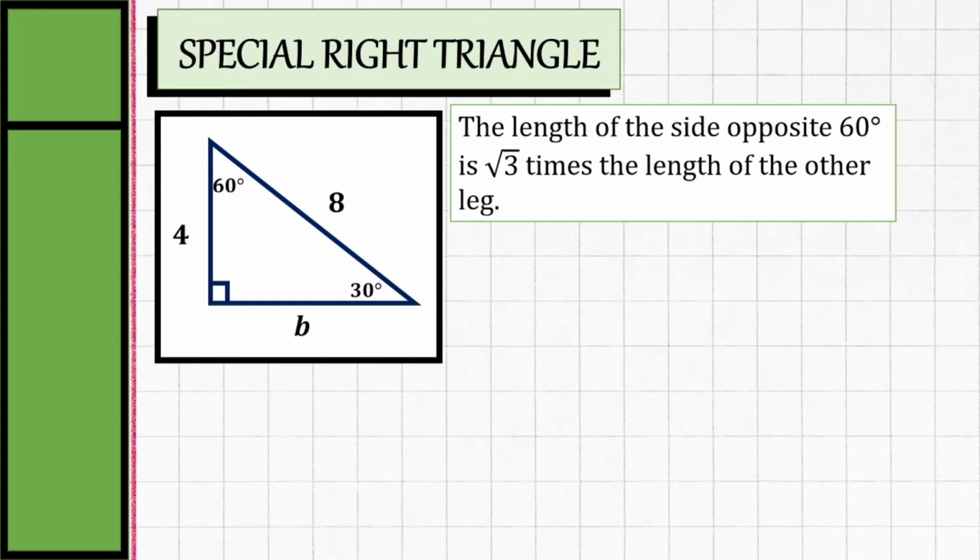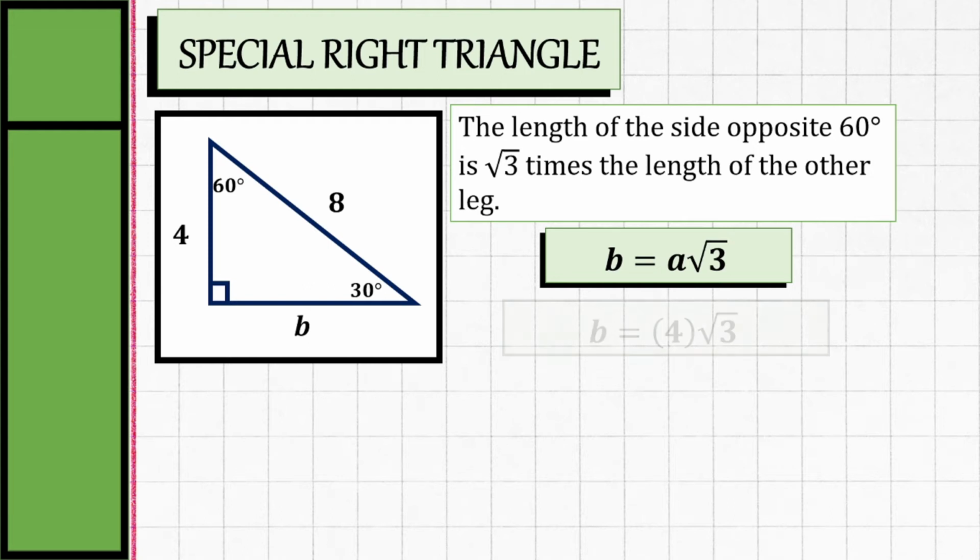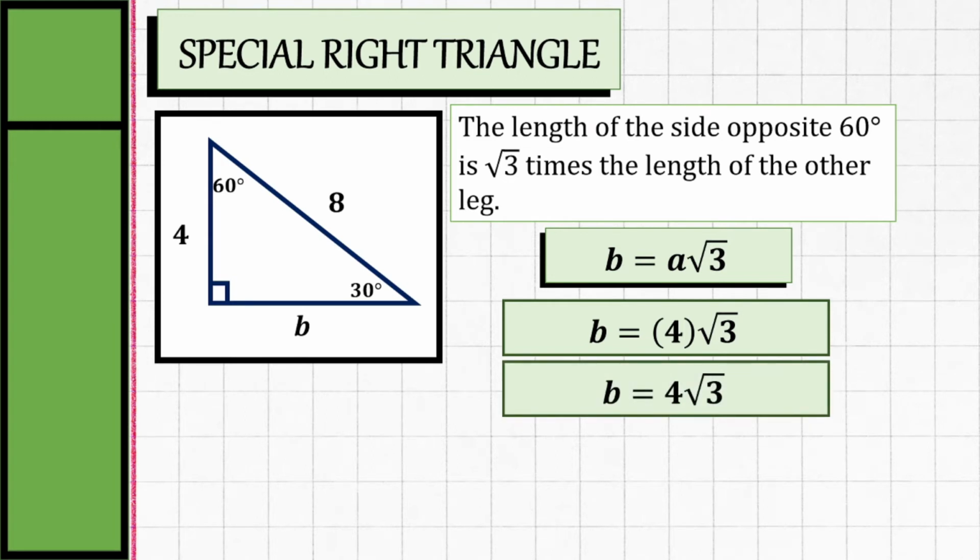opposite 60 degrees. And according to the 30-60-90 triangle theorem, the length of the side opposite 60 degrees is square root of 3 times the length of the other leg. Therefore, we will use this equation: b is equal to a square root of 3. Let's substitute the value of a, which is 4, to our equation. So b is equal to 4 square root of 3. And we multiply 4 times square root of 3. That is 4 square root of 3. Therefore, our other leg, the length opposite the 60 degrees, is 4 square root of 3.